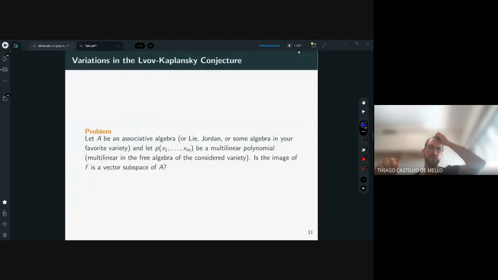Okay, so this was some results concerning images of polynomials evaluated on full matrix algebras. But now we can consider some variations of these problems. For instance, you take an algebra A, here an associative algebra or a Lie algebra, Jordan algebra, or some algebra in your favorite variety. Consider a multilinear polynomial P. And multilinear here means multilinear in the free algebra of your variety. And you can ask if the image of this polynomial is a vector space.